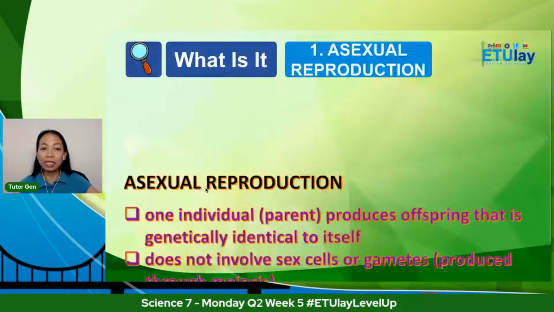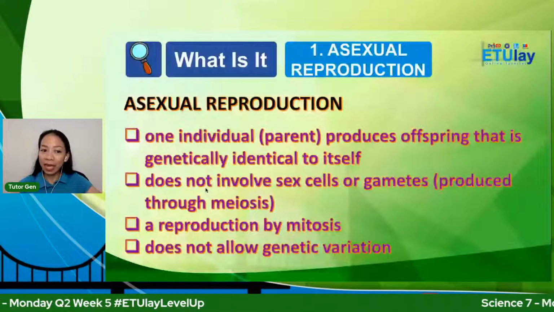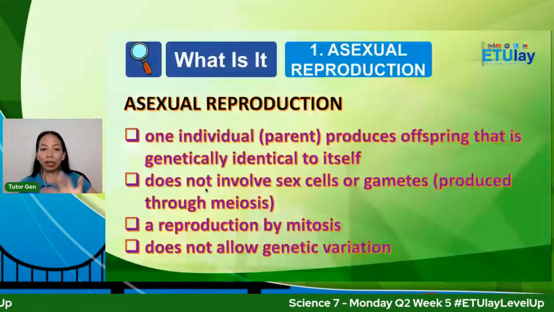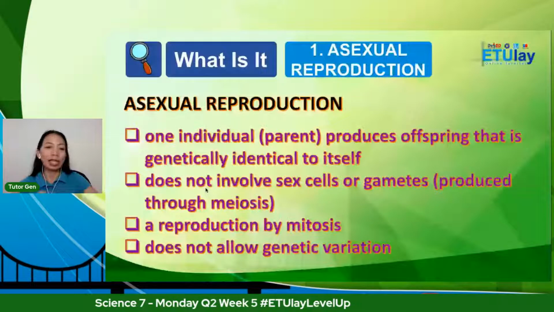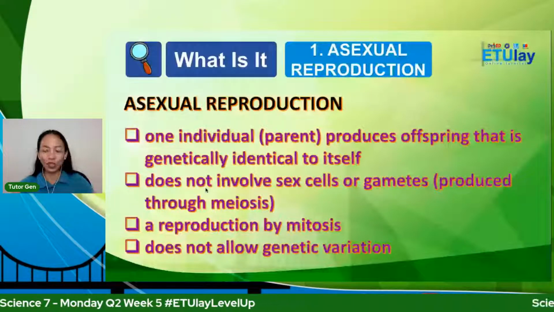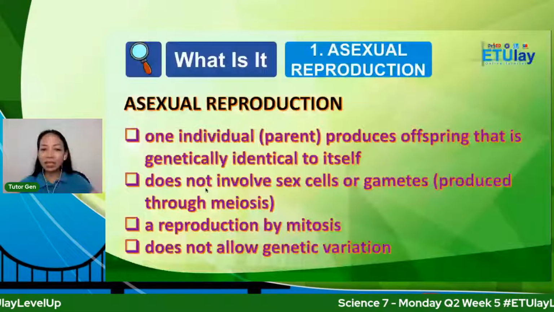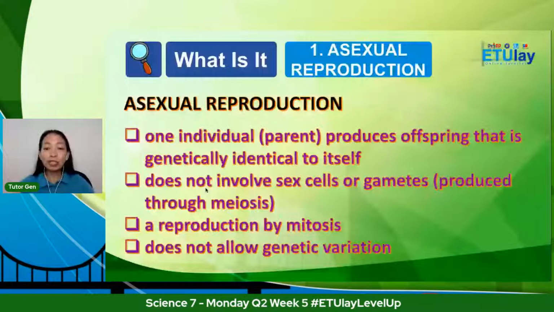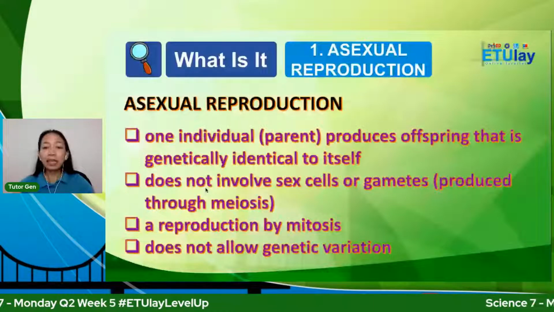When we say asexual reproduction, in English, when you have the prefix A at the start, it means not, or no, or the absence of. So it's not sexual reproduction. It's asexual reproduction. When we say asexual reproduction, one individual, which we refer to as the parent, produces the offspring, or yung anak, that is genetically identical to itself.